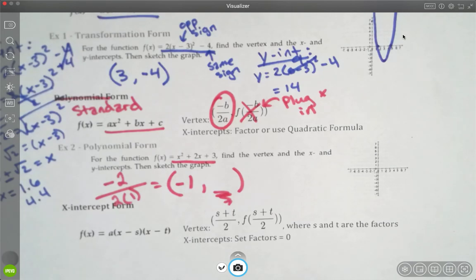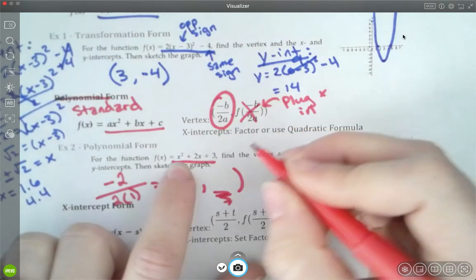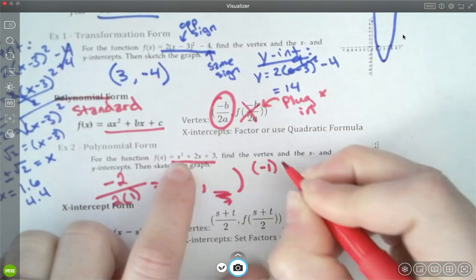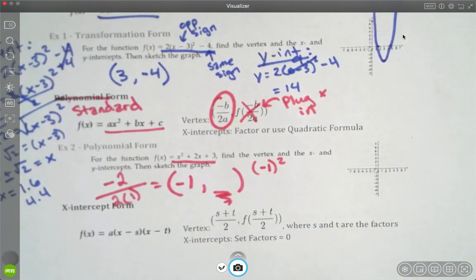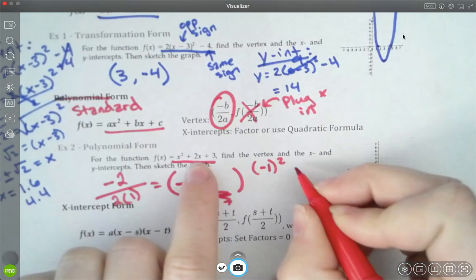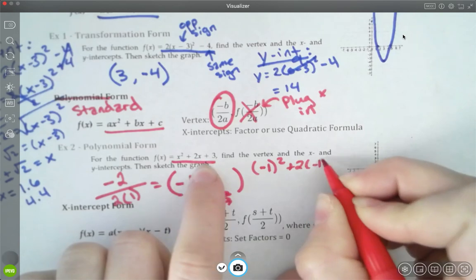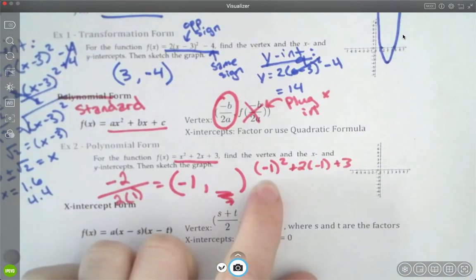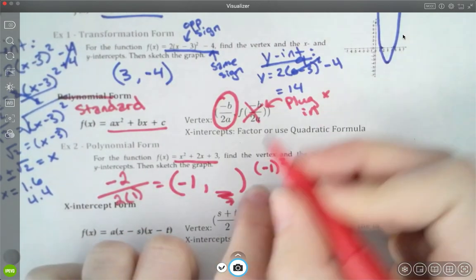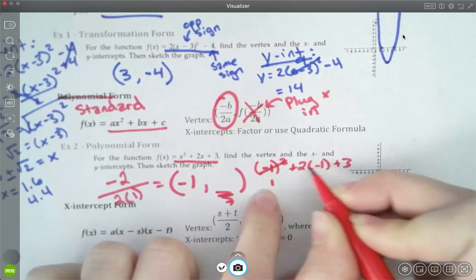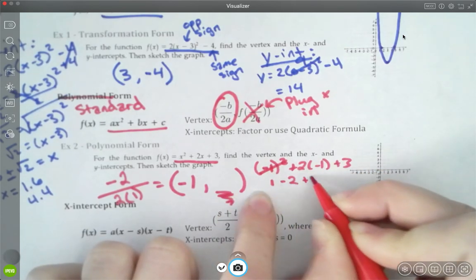So negative 1 squared. Now make sure you plug them in parentheses, otherwise this is going to screw things up. Negative 1 squared plus 2 times negative 1 plus 3. Negative 1 squared is positive 1. 2 times negative 1 is negative 2 plus 3. So what's 1 minus 2 plus 3?